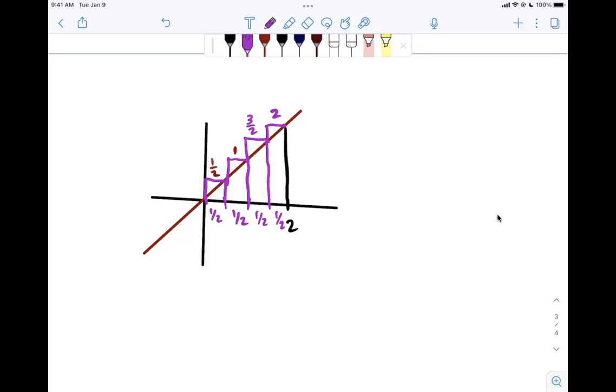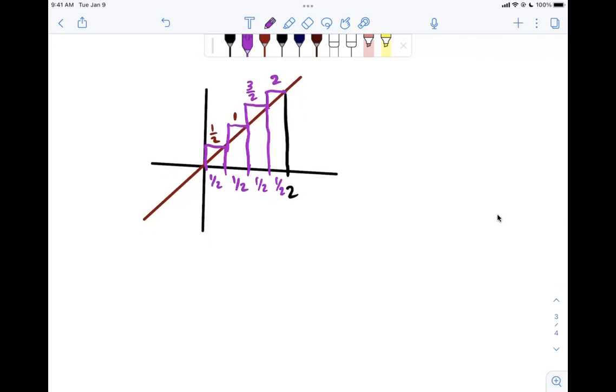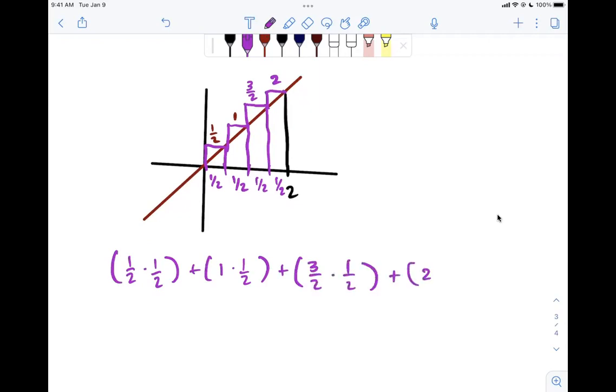And so now we add up the areas of those rectangles. Again, the widths are all 1/2, and these are the heights. So we have 1/2 times 1/2 plus 1 times 1/2 plus 3/2 times 1/2 plus 2 times 1/2. So let's add those up. So that's 1/4 plus 1/2 plus 3/4 plus 1. And if I'm doing this right, that's going to give a final answer of 2.5.